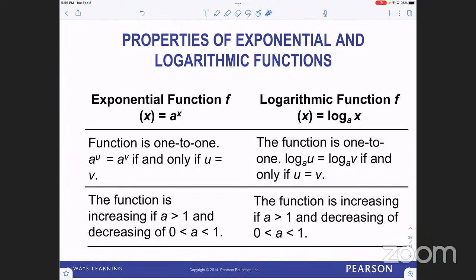Exponential function is 1 to 1, which means it passes a horizontal line test, which means it has an inverse, right? And this is how we verify that a function is 1 to 1. We choose 2 different values of x, show that they have 2 different values of y. That implies that the x's have to be equal, right? If we set 2 different values of y equal to each other, then that shows that the 2 values of x are equal to each other. Same thing here. The u and the v, then they're equal.